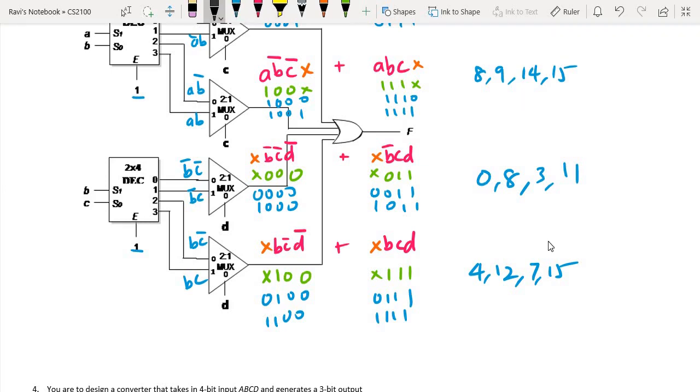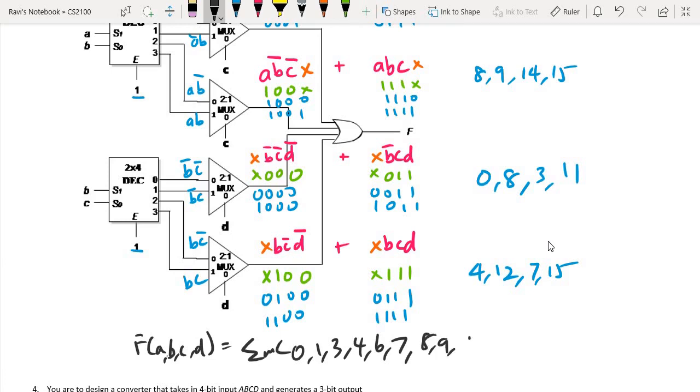So the final expression, taking all these numbers into account, is a very long list. F of A, B, C, and D is a long list. The long list is basically 0, 1, 3, 4, 6, 7, 8, 9, 11, 12, 14, and 15. So that is your final answer.